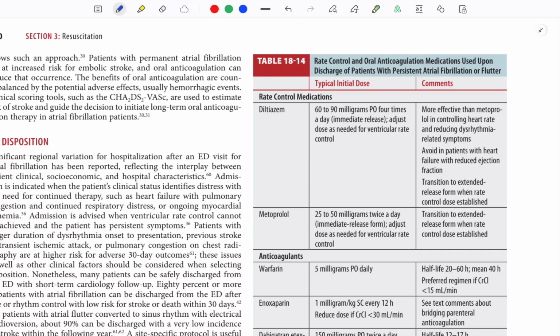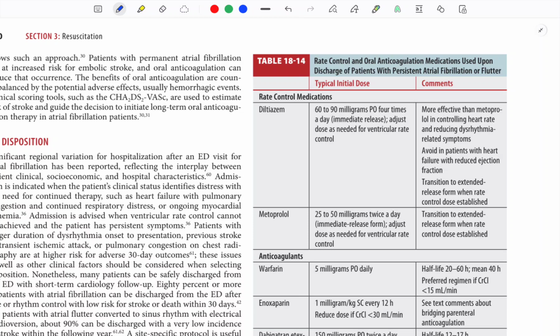Then another drug is enoxaparin, but the caveat is it is an injectable, it's not available orally. Enoxaparin is given 1 milligram per kg subcutaneous BD in the therapeutic dose and OD in prophylactic dose. We need to halve the dose if the creatinine clearance is less than 30 ml per minute.